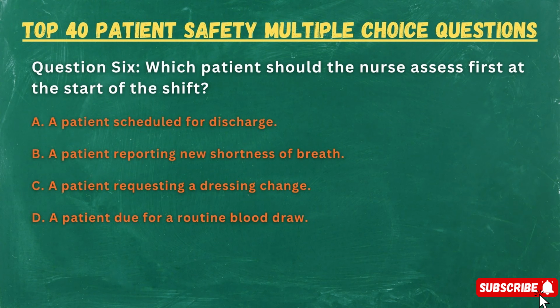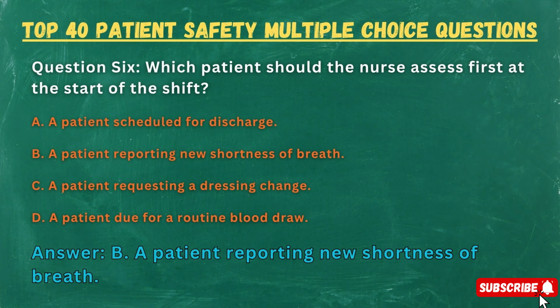Question 6. Which patient should the nurse assess first at the start of the shift? A. A patient scheduled for discharge. B. A patient reporting new shortness of breath. C. A patient requesting a dressing change. D. A patient due for a routine blood draw. Answer. B. A patient reporting new shortness of breath.